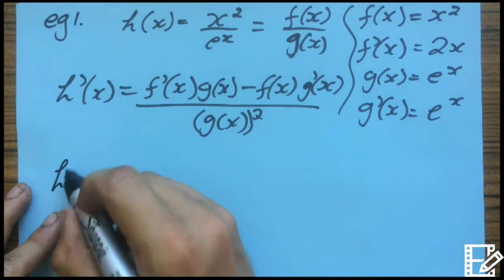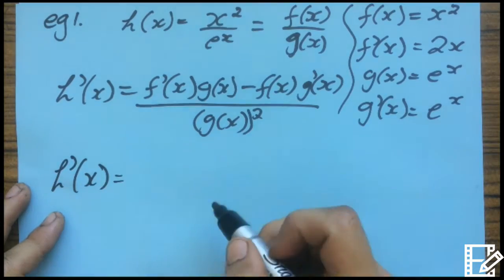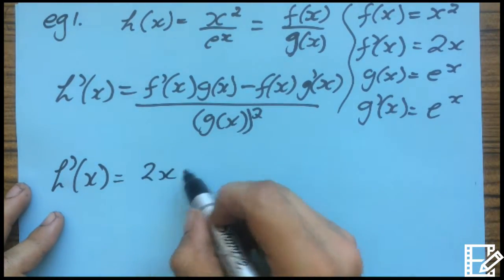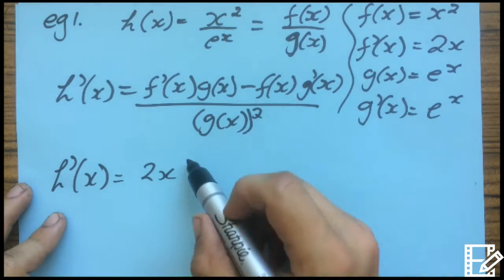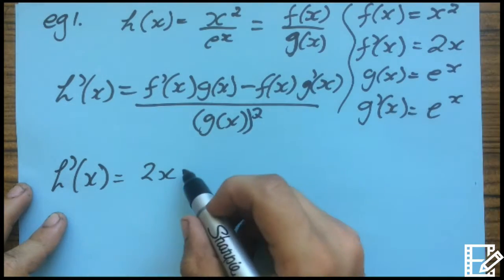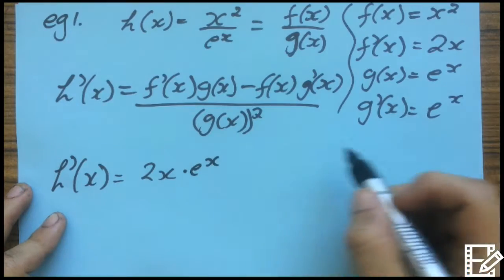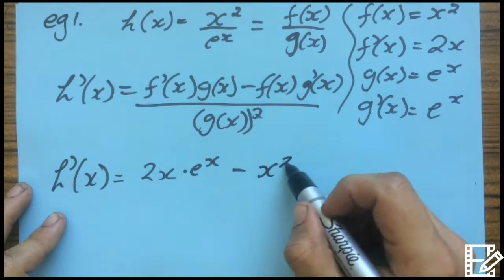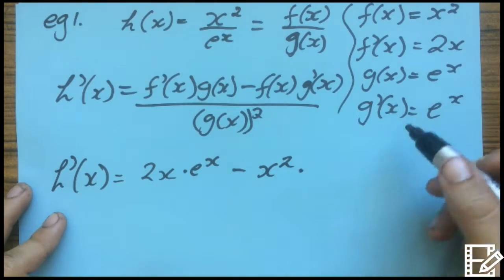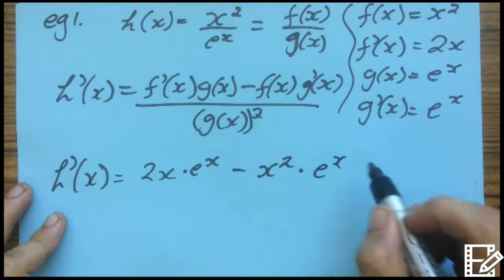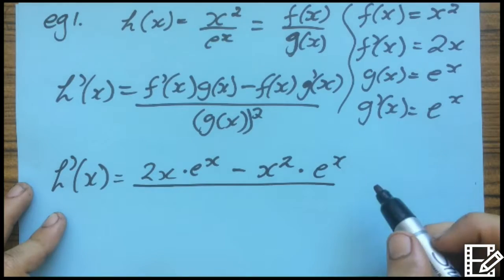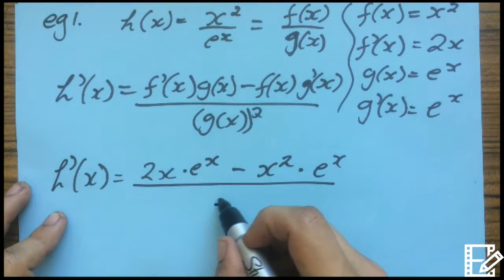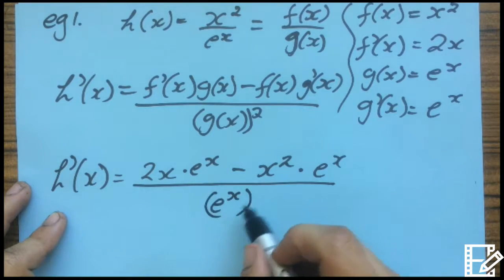And so if we fill this in, what we get is the derivative of f(x), 2x, multiplied by g(x), which is e^x, minus f(x), x squared, multiplied by the derivative of g(x), which is just e^x, all over g(x) squared, g(x) being e^x, squared.